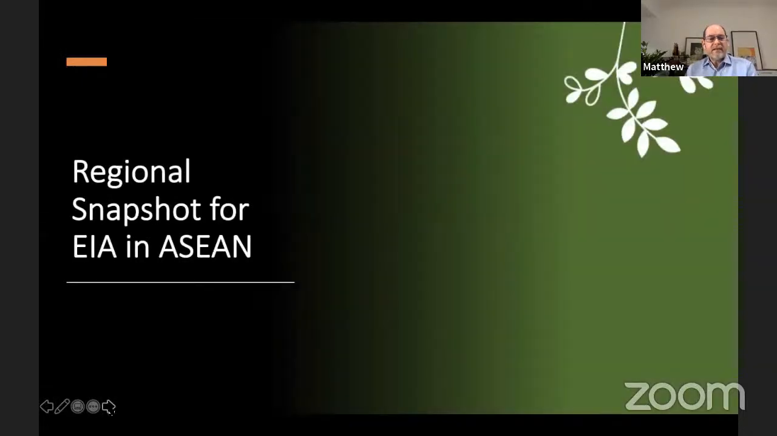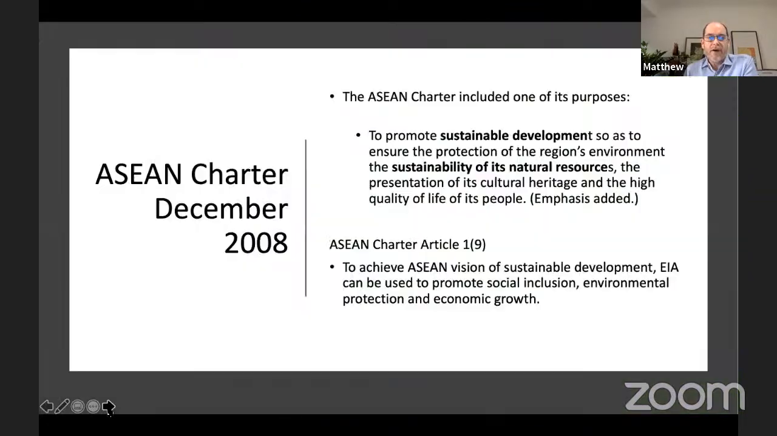So this then gives a broad overview of environmental impact assessment internationally and also a little bit within the Mekong region. And so now bringing it back to the study and where some of this study fits in. Well, the ASEAN Charter has included as one of its purposes the promotion of sustainable development so as to ensure the protection of the region's environment and the sustainability of its natural resources, the present state of its cultural heritage and the high quality of life of its people.